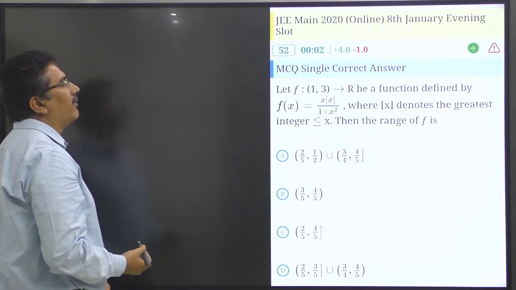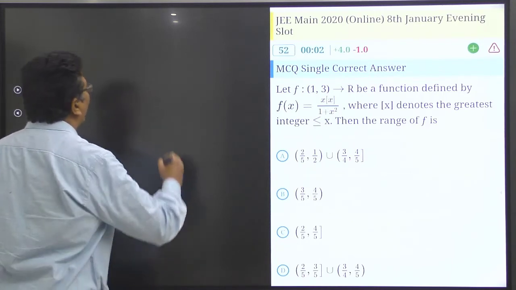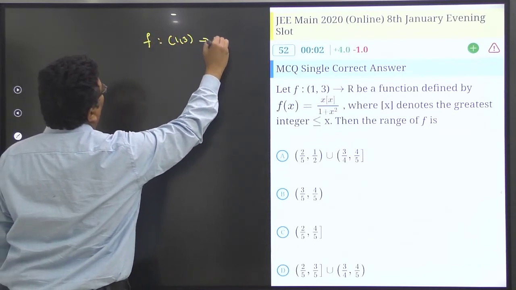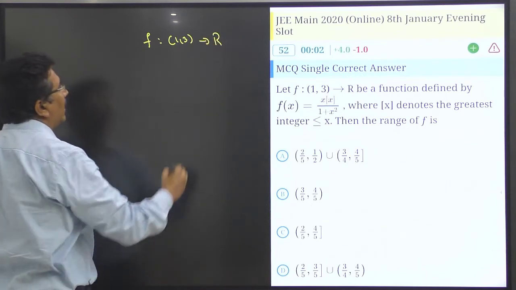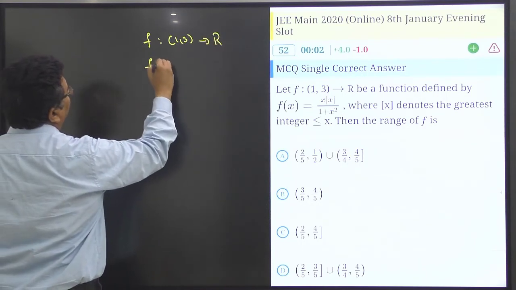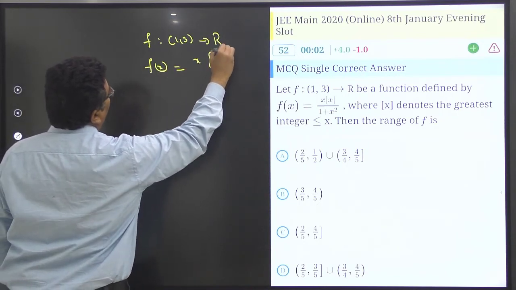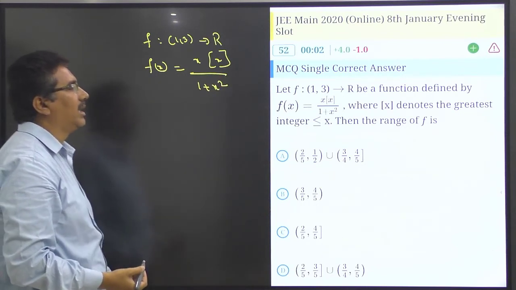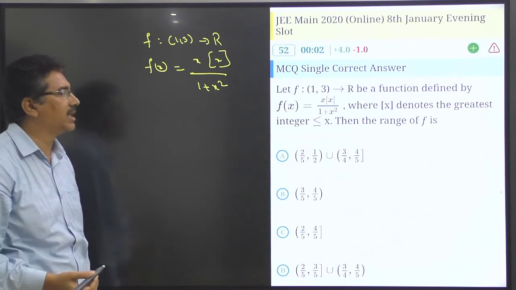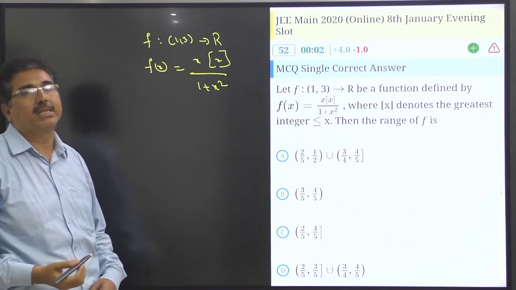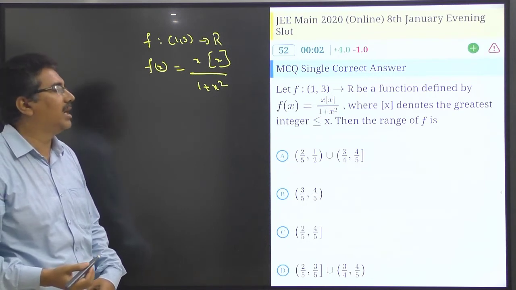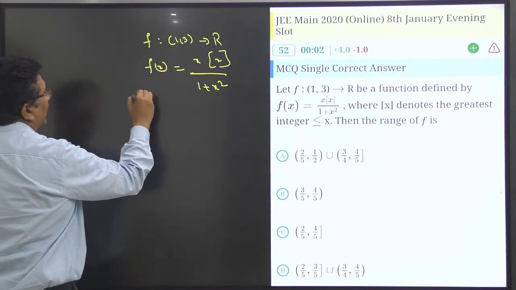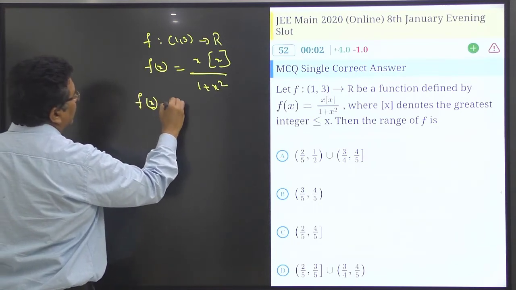Let f be a mapping from the open interval (1, 3) to R defined by f of x is equal to x times box x divided by 1 plus x square. This is a very logical question. Here box denotes the greatest integer less than or equal to x. Now we have to find the range of f. First, write the function f in piecewise form.